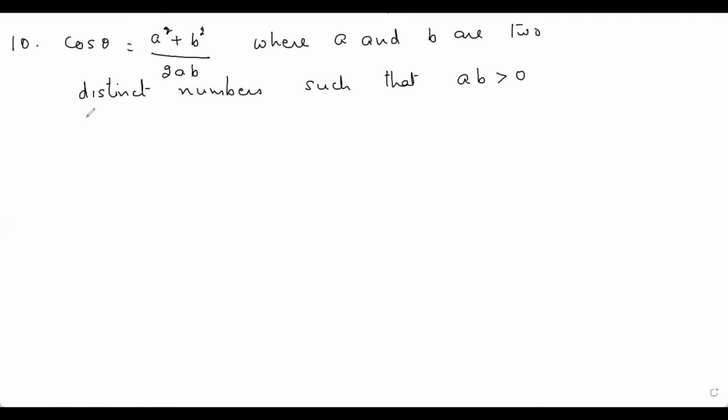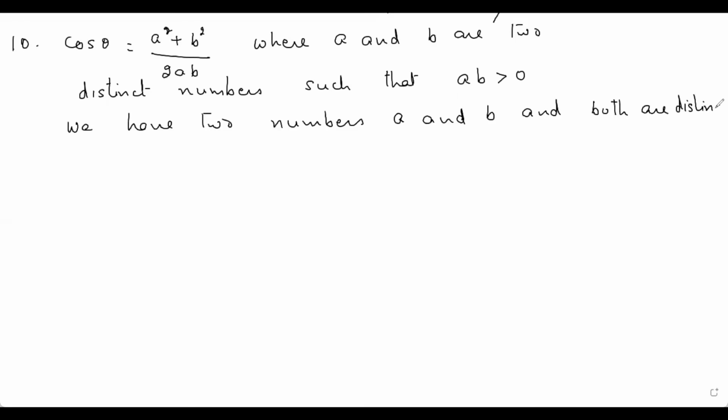Now the 10th question is cos theta is equal to a square plus b square upon 2ab, where a and b are two distinct numbers such that ab is greater than 0. Now first I am going to explain what is the meaning of this: a and b are two distinct numbers such that ab greater than 0. Now we have two numbers a and b and both are distinct. AB greater than 0 means their product is greater than 0.